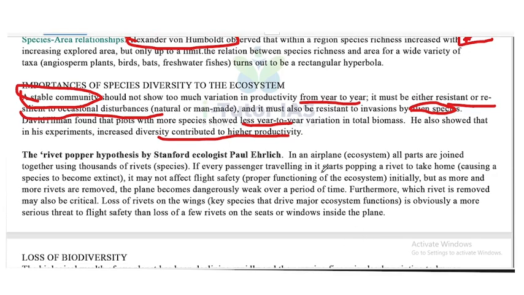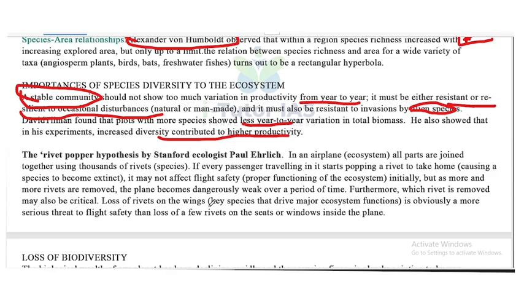So in an aeroplane, consider an aeroplane to be an ecosystem with all its parts joined together by thousands of rivets. Rivets are the species. If every passenger traveling in it starts popping a rivet to take home, causing a species to become extinct, it may not affect the flight safety, that is the proper functioning of the ecosystem, initially. But as more and more rivets are removed, the plane becomes dangerously weak over a period of time. Furthermore, which rivet is removed may also be critical.